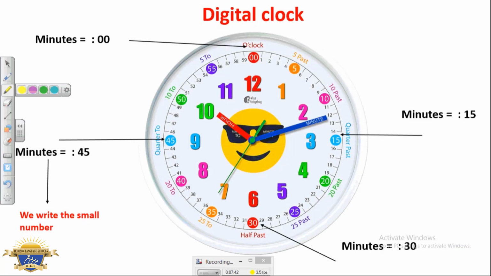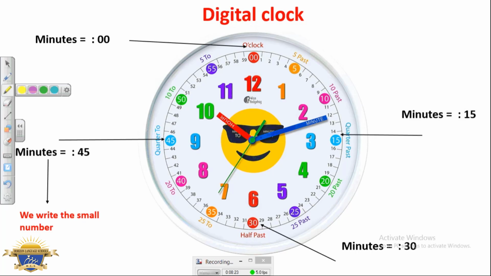To write the digital clock, just like I said: o'clock, minutes 0. The minute hand on number 3, so the minutes are 15. The minute hand on number 6, the minutes are 30. The minute hand on number 9, the minutes are 45. When I say quarter past, I take the small number. If I say quarter to, I take the big number.